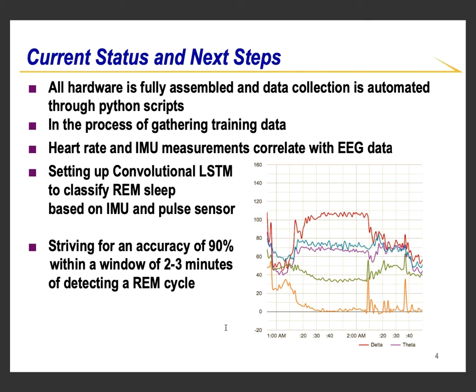Other than that, I'm striving for an accuracy of 90%, and labeling the data, I want to get within a window of about 2 to 3 minutes to detect a REM cycle, and those happen around every 90 minutes, as I said before.